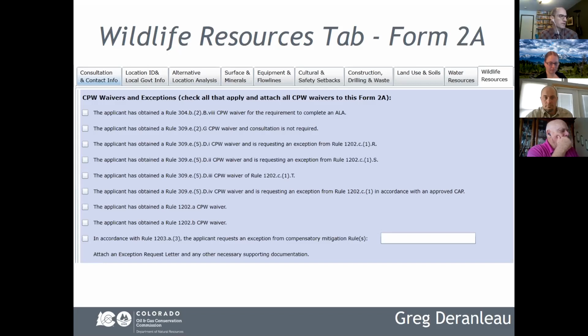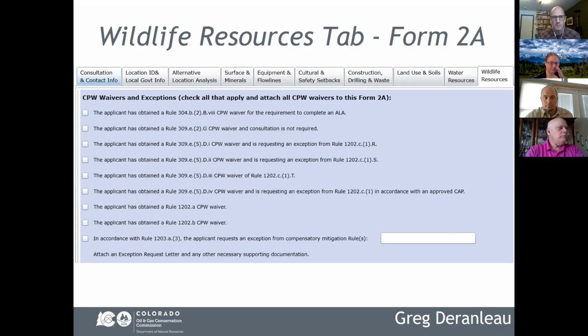CPW, the first one refers to the CPW waiver for the requirements of an alternative location analysis. And it should be noted that CPW can only waive the requirement to complete an ALA with respect to the siting within high priority habitat, not for other rule-based triggers for the ALA. And I think that's obvious, but I also think it's worth stating. If there are other triggers to an ALA, the ALA must still be completed, and the waiver from CPW would allow the operator to basically remove wildlife resources from their ALA siting considerations.